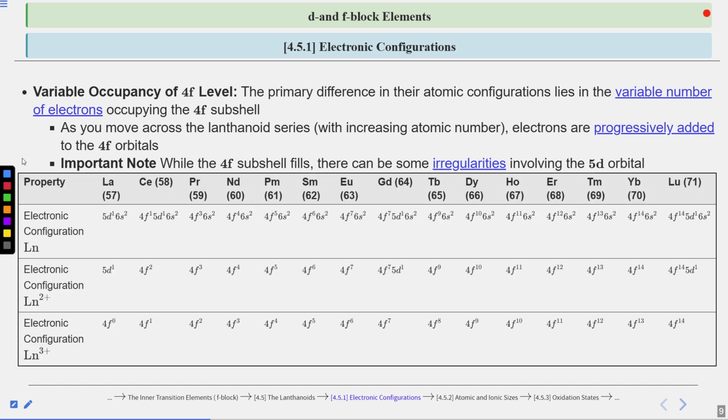You can observe this in the given table with the electronic configuration. Cerium has 4f1 5d1 6s2. Similarly in Gd, that means gadolinium, we have 4f7 then 5d1, and similarly in lutetium we have 4f14 and then 5d1. So the 4f subshell is filling, and there is an irregularity involving the 5d orbital in these elements.